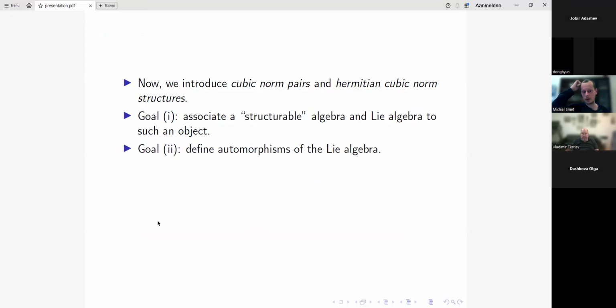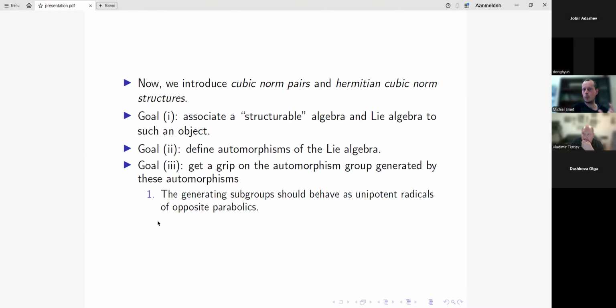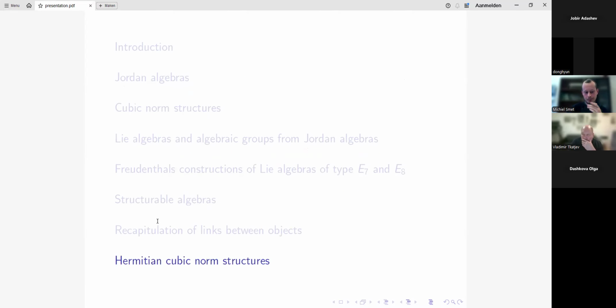A second goal should be to define automorphisms of this Lie algebra, just as we were able to do for Jordan pairs. And we want to get some grip on the automorphism group generated by these automorphisms. One minor point, these generating subgroups should behave as unipotent radicals of opposite parabolics. I hinted at this before. I will come back to this on the final slide.